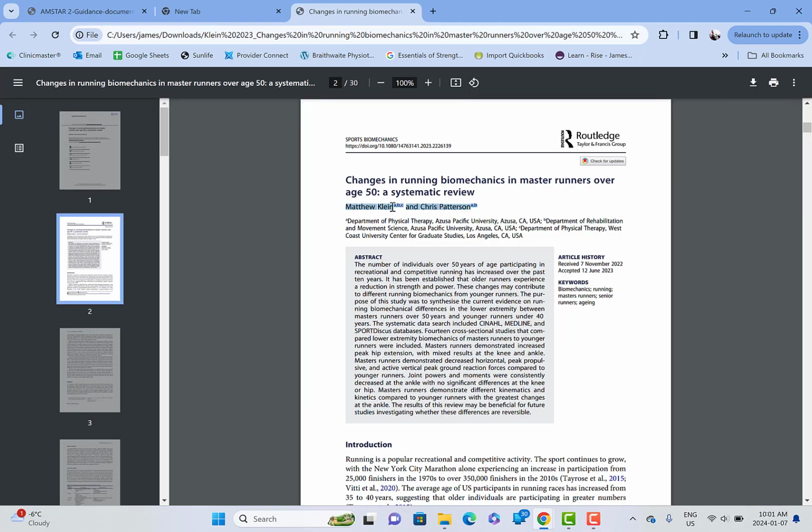The paper in question, written by Klein and Patterson, published in 2023 in the journal called Sports Biomechanics. Name of the paper is Changes in Running Biomechanics in Masters Runners Over the Age of 50, a systematic review. And the paper, at a high level, just to give you some sense, it's looking at changes in biomechanics in Masters runners compared with younger runners.